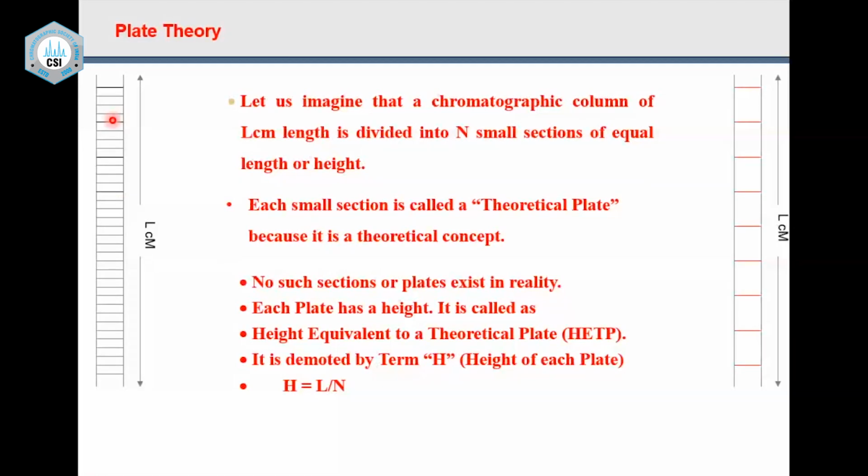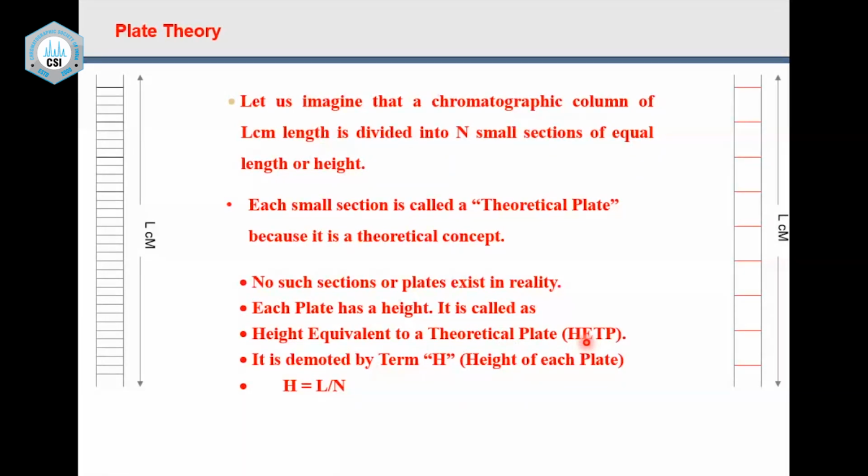Now, there is one more term which comes along with that. What is the height of each plate? Because you calculate the number of plates like that: 1, 2, 3, 4, you can calculate the plates, and then each plate has its own height. So the height of the plate can be easily calculated knowing the length of the column. H is equal to L by N. So the length of the column divided by the number of plates is the height of the theoretical plate, which is termed as HETP, height equivalent to a theoretical plate, HETP.